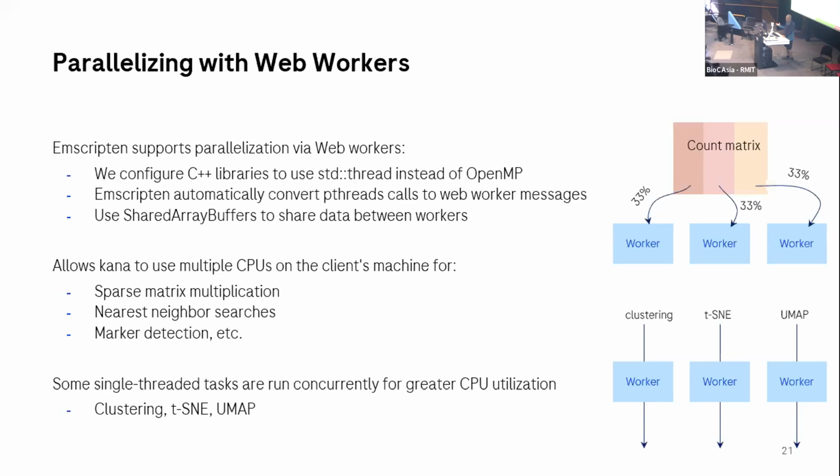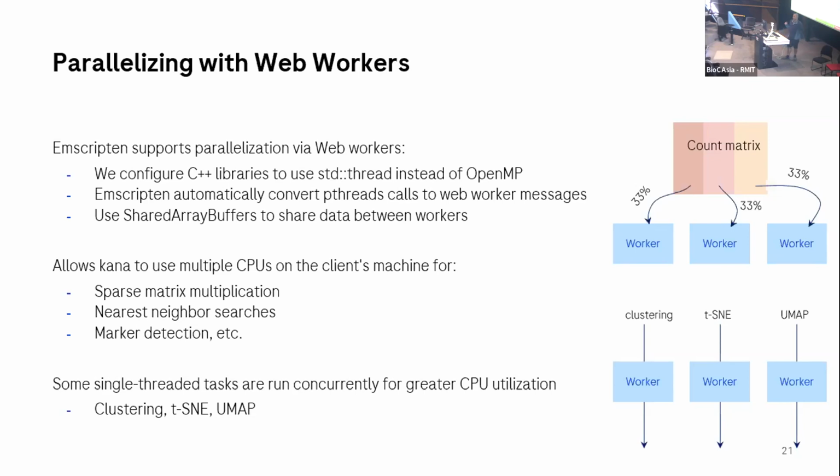We do this for nearest neighbors searches. So each worker searches for the nearest neighbors of a particular chunk of cells. And we do this for marker detection. So each worker works on a different set of genes. So this is a nice way of parallelizing that gets us more performance for the client.